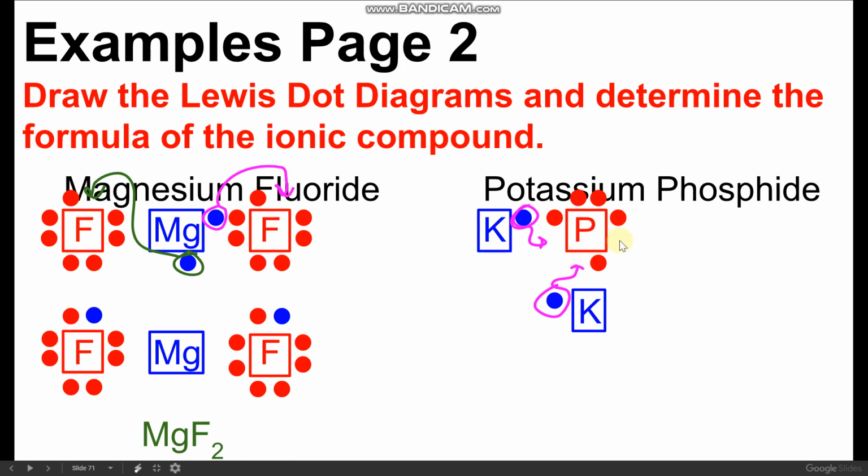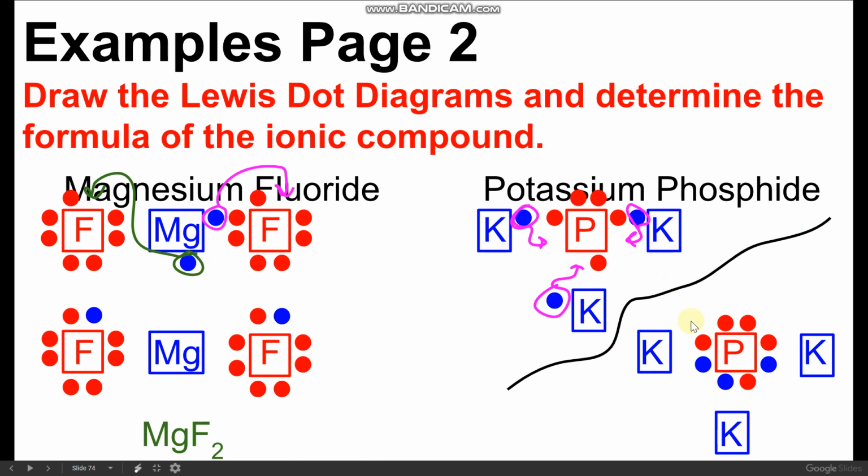Right? But we still have one more spot where this could accept an electron. So we'll add one more potassium. Donate that electron over here. And so then our final picture looks like this. We can see that our phosphorus is full with electrons, 1, 2, 3, 4, 5, 6, 7, 8.